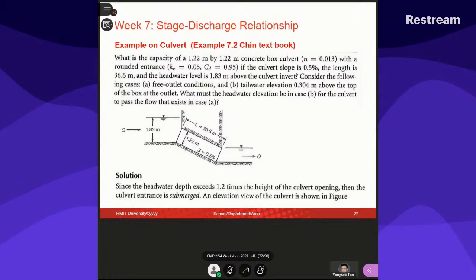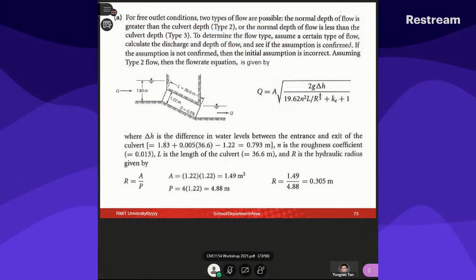You need to determine the flow, the capacity of this culvert. So I can see that the entrance is submerged, right? Now for A, we can see that this is free outlet conditions, which actually means the exit is not submerged. So we need to think about whether it is type 2 or type 3.